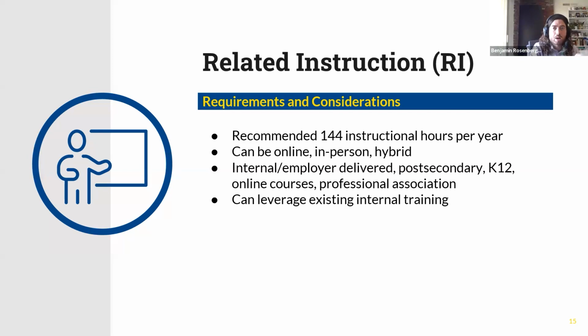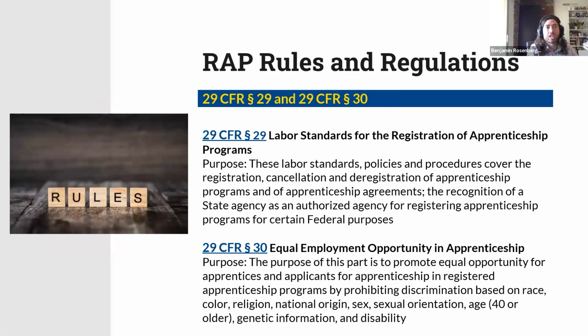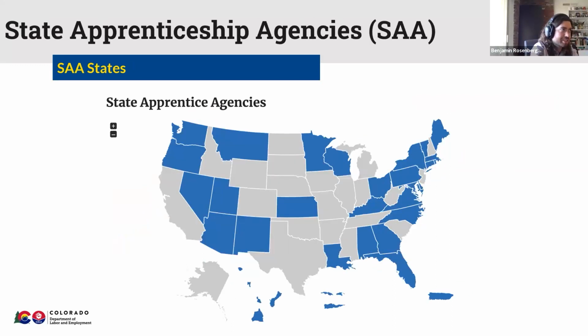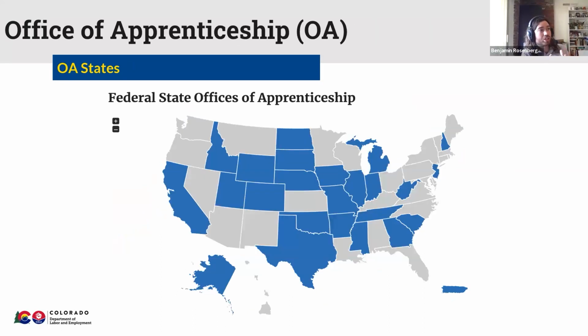Now, I'm going to skip a few slides here just because I want to make sure I go over some other important things. I don't want to get too caught in the weeds on some stuff. So one thing to know is that when you're going through an apprenticeship program or thinking about developing an apprenticeship program, you might hear Office of Apprenticeship States and state apprenticeship agencies. The difference is that at an Office of Apprenticeship State, the federal government has an office within that state that is responsible for developing, registering, and doing quality assurance over all apprenticeship programs within the state.